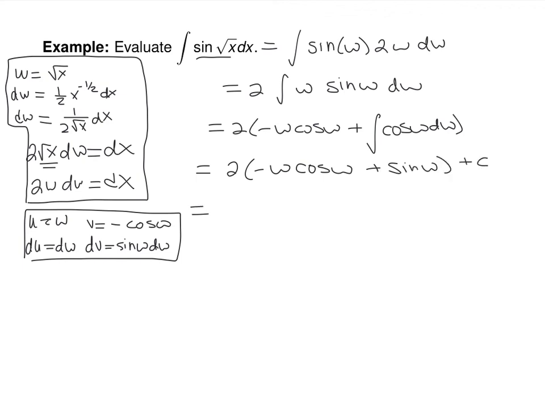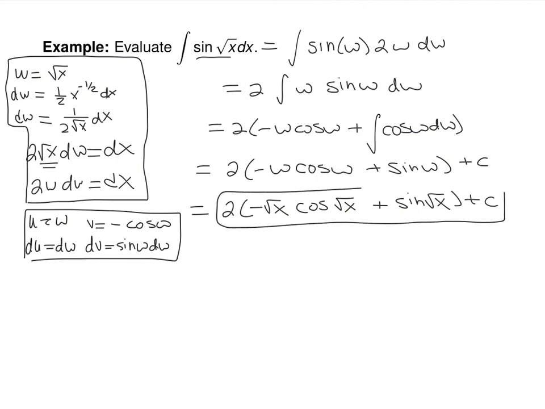And insert substitution. 2 times negative root x cosine root x plus sine root x plus c. And that is your antiderivative. That is probably as complicated as an integration by parts problem could get, at least thus far, so that's the hardest kind of example you're going to have to know.